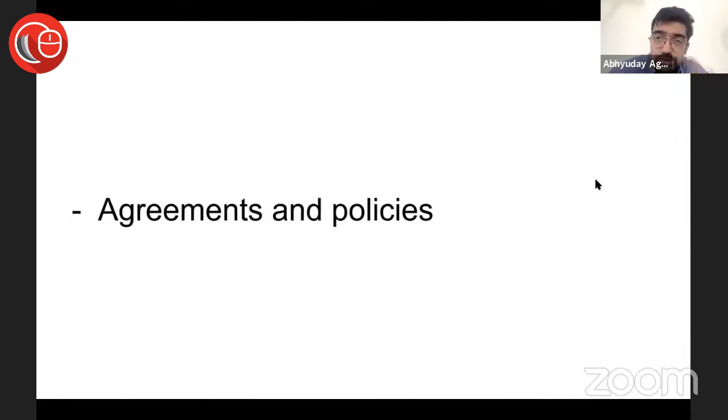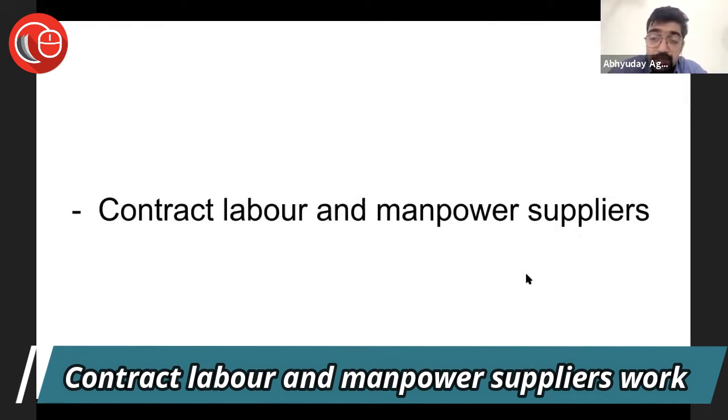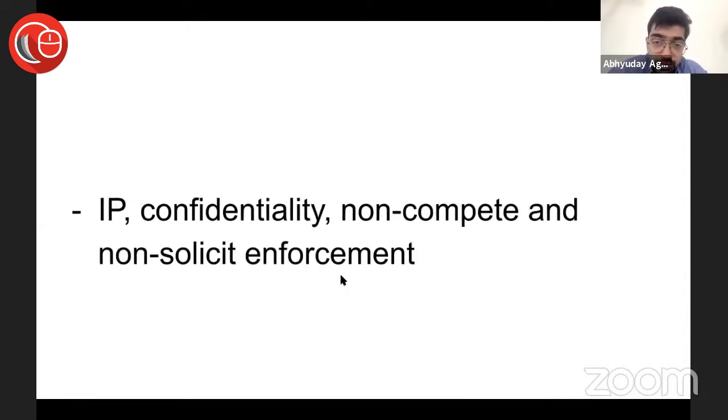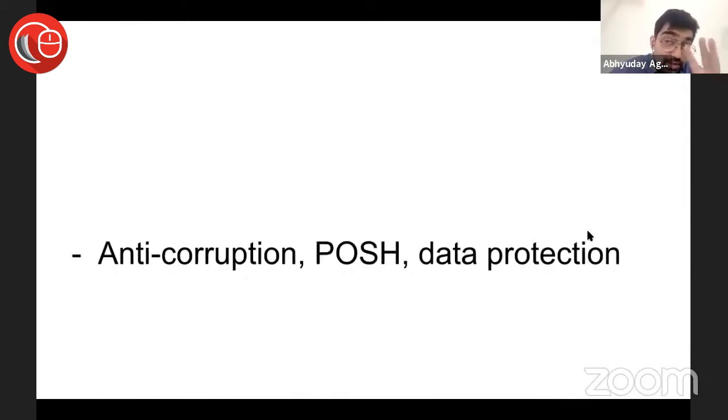So some work is similar. Agreements and policy related work is there. Contract labor and manpower supply work is very, very important for these categories of clients. Then IP, confidentiality, non-compete, non-solicit, enforcement. So these are common. Which is why you will have three categories of clients which are targets for HR consultancy work.